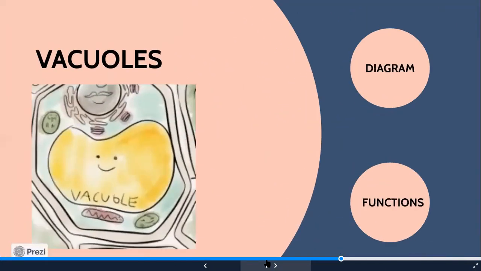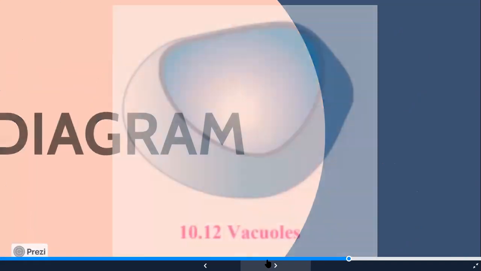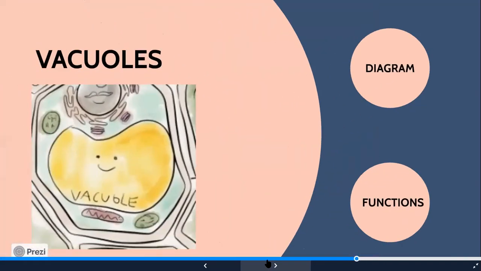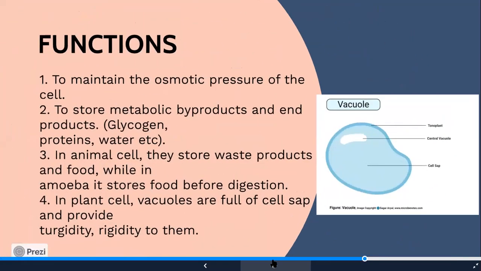Now, if you come to vacuoles, like I said earlier, vacuoles are vesicles, like vessels, they store food and they store water. And what are the functions of vacuole? To maintain the osmotic pressure of the cell. Because it contains water, it's going to maintain the osmotic pressure of the cell. To store metabolic byproducts and end products like glycogen, protein, water, etc.